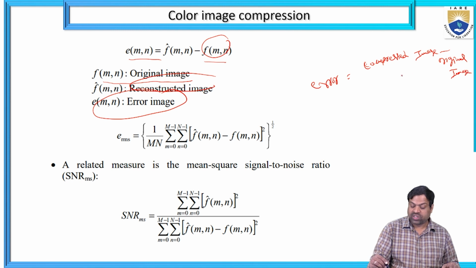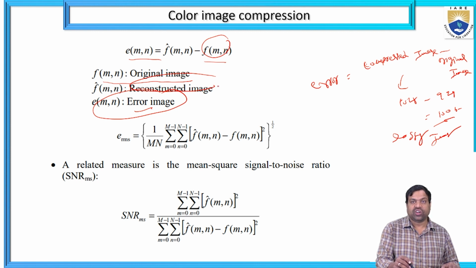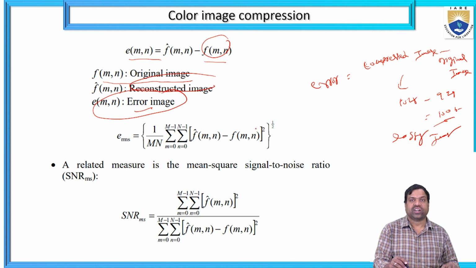Suppose the compressed image has some 1028 data and the original image has 928. So 100 bits of data or image is compressed or in error. Why? Because it is a lossy image. So E of m comma n equals f dash of m comma n minus f of m comma n. The total error image equals the compressed or reconstructed image subtracted from the original image. That is the error value.